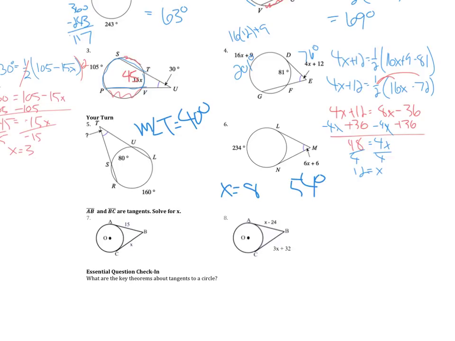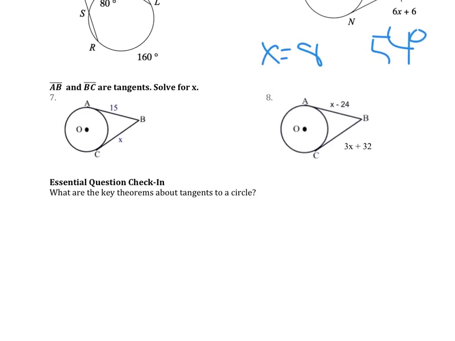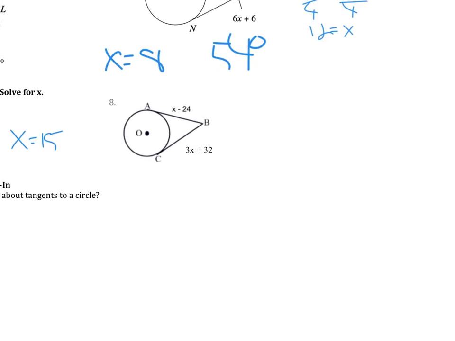All right, now as we look at 7 and 8, we also know that tangents, when they're tangent, have to be that same distance. So very simply put, if I have these two tangent lines here, and this one's 15 and this one's x, well, then I know that x has to equal 15. And then over here, again, we're told they are tangent, so then I know those two segments have to be equal to each other.